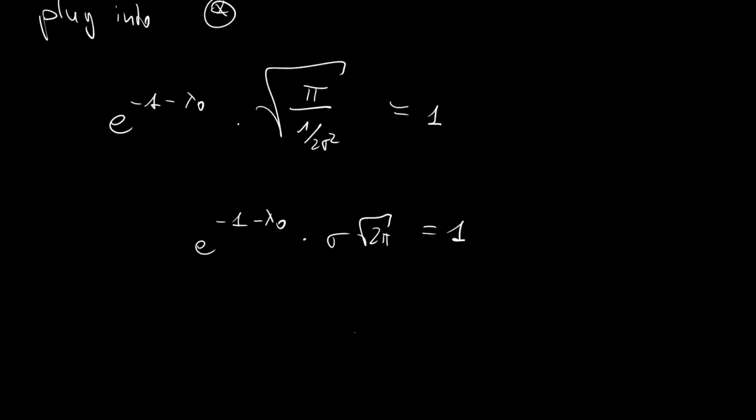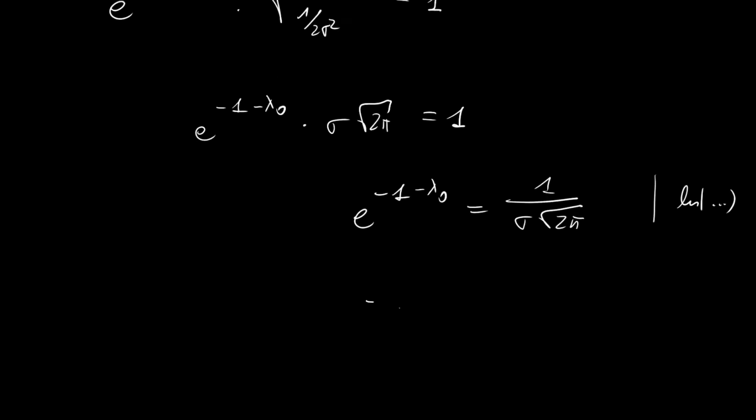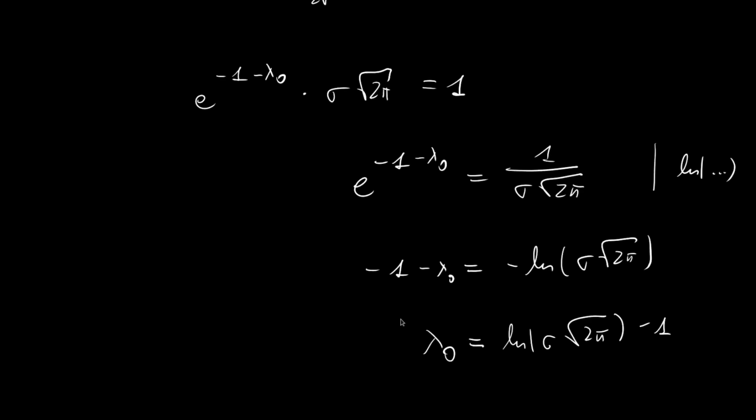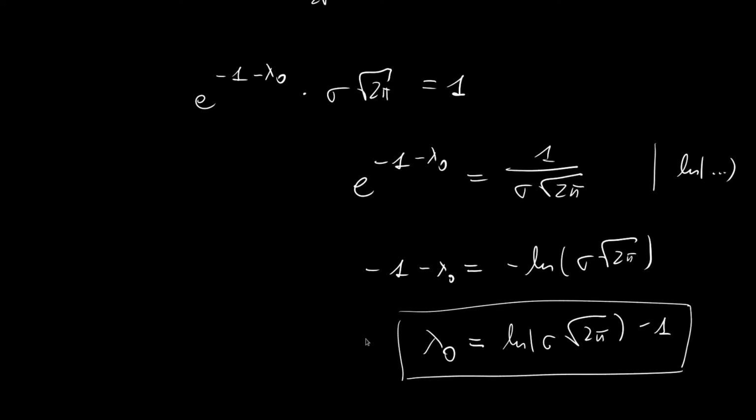And let's rearrange. And we have e to the minus 1 minus lambda 0 is 1 over sigma times square root of 2 pi. And then let's take the logarithm, naturalis on both sides. And then we have minus 1 minus lambda 0 is the logarithm. So we just take a minus in front of the logarithm in order to invert our fraction here. And we have minus ln of sigma times the square root of 2 pi. And then let's rearrange for lambda 0. And lambda 0 will then be the ln of sigma square root of 2 pi minus 1. And then we have our last unknown. Wow, what a nice journey.